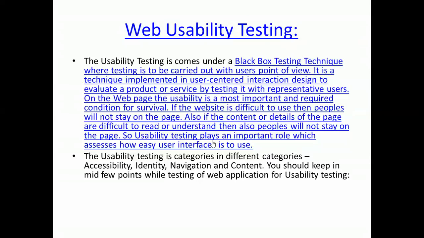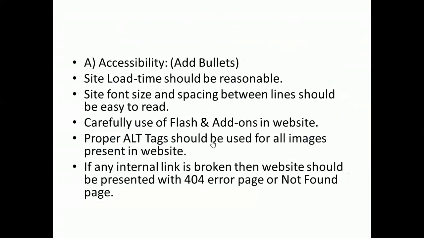Usability testing is categorized into different categories: accessibility, identity, navigation, and content. You should keep in mind a few points while doing usability testing of a web application. Accessibility: site load time should be reasonable. Site font size and spacing between lines should be easy to read. Use flash add-ons carefully in the website. Proper alt text should be used for all images present in the website.